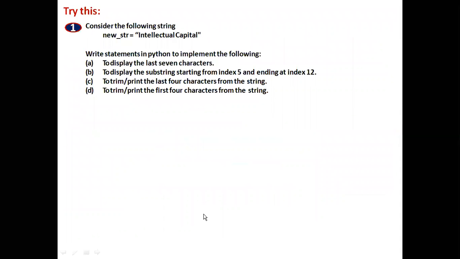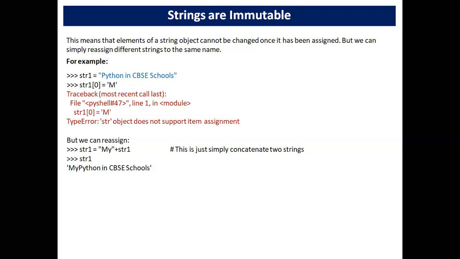Now, these are a few questions that you are going to solve. Coming to strings being immutable: this means that elements of a string object cannot be changed once it has been assigned, but we can simply reassign different strings to the same name. As I told you previously, if I say str1 is equal to this, then str1[0] is equal to m is not possible because we cannot change a string. But str1 is equal to "my" plus str1 is possible, which means the previous str1 has this value, and I am adding "my" to the string. We are actually concatenating the string and storing it in the same variable.